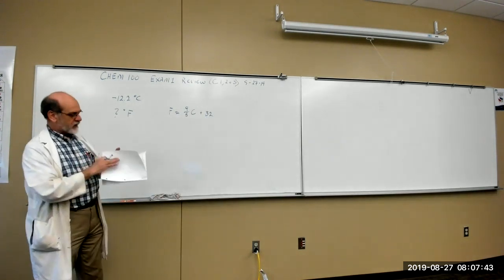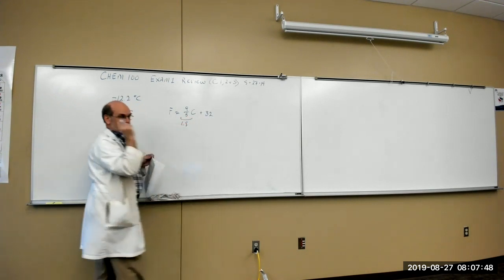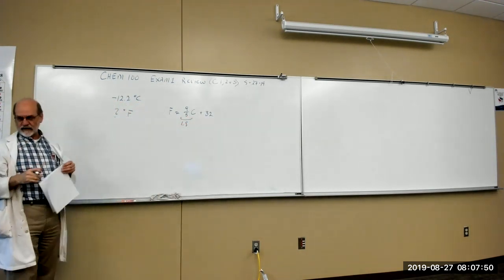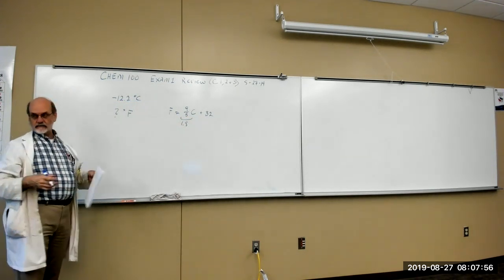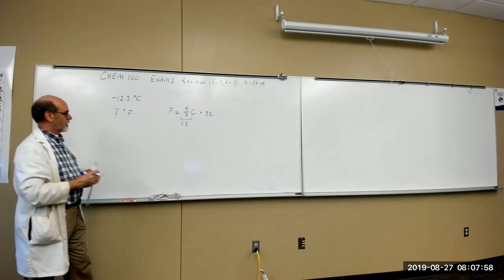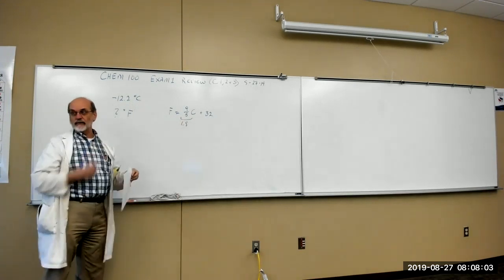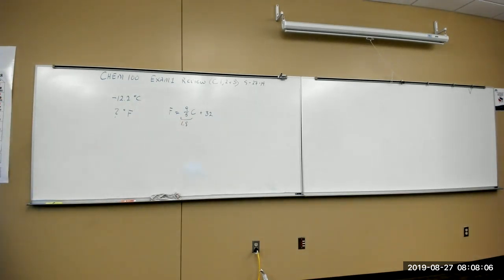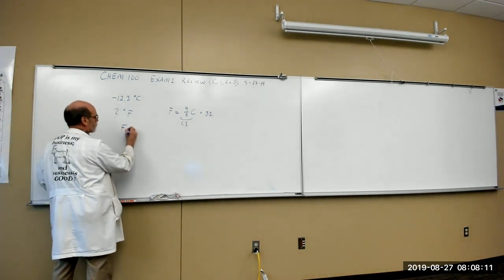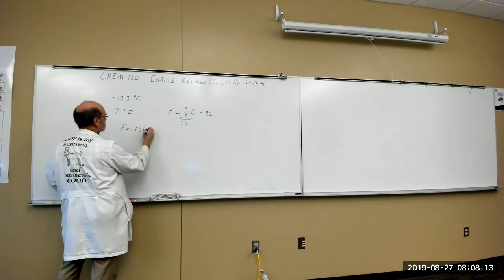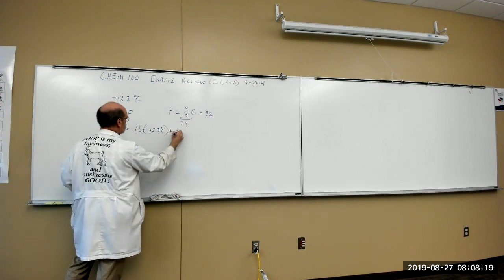The formula as written here is like it is in the book. We just convert that to 1.8. Either way it works. So, is it in the form that you need? Well, yeah. Because Fahrenheit is the one we're looking for. Centigrade is the one we have, so all we have to do is plug in the numbers. So we say Fahrenheit equals 1.8 times -12.2 degrees centigrade plus 32.